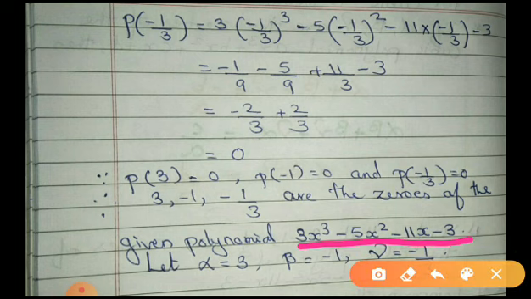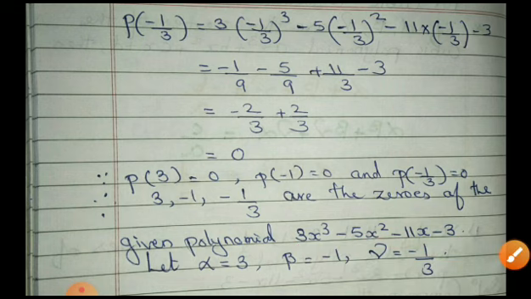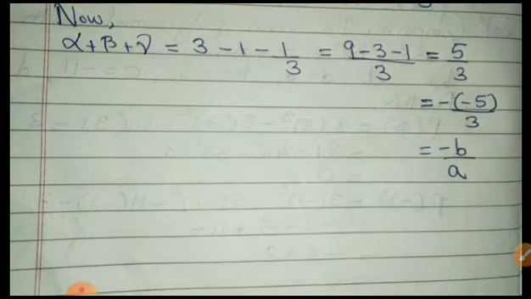Which are the three roots? 3, minus 1 and minus 1 by 3. So consider 3 as alpha, minus 1 as beta and minus 1 by 3 as gamma. Now what should I consider there? I have to find alpha plus beta plus gamma, and after finding that, it should be equal to, what is that relation? It should be minus b by a. That is minus of coefficient of x square by coefficient of x cube.